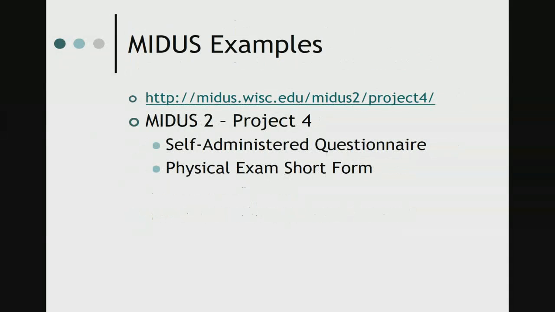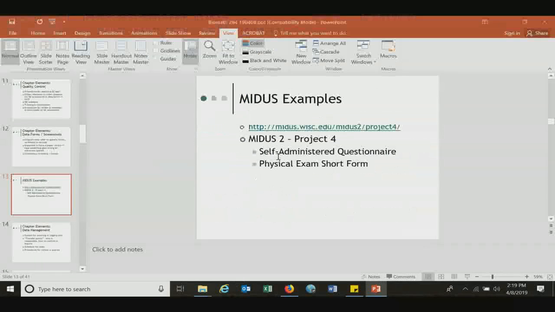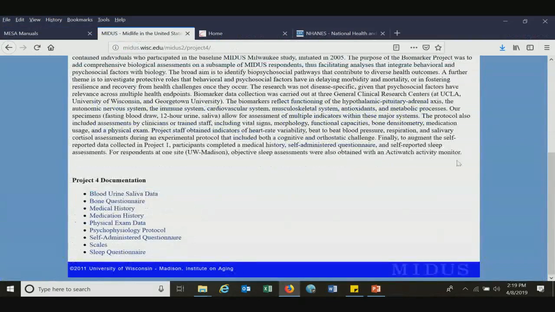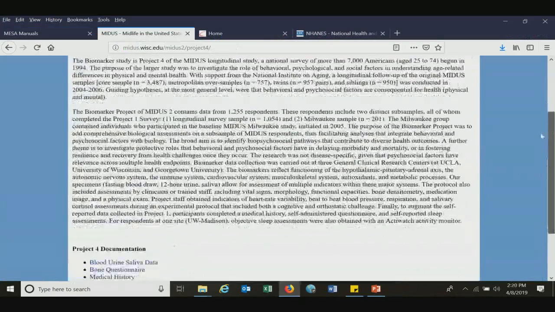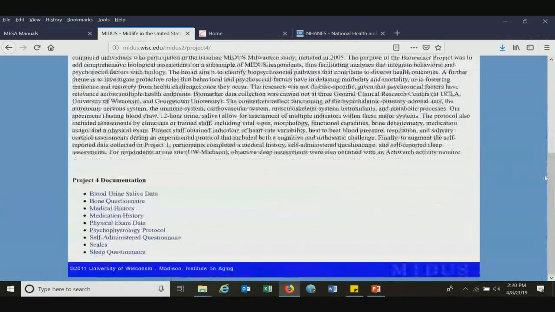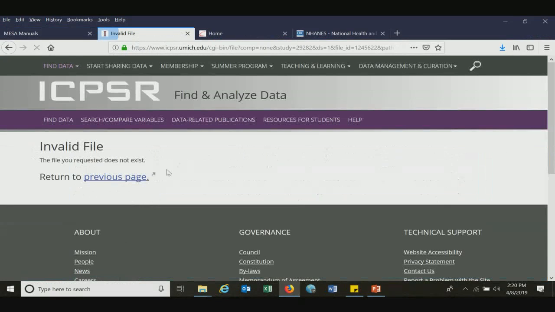So I'm going to just briefly show you the Midas forms here, but you can spend some more time looking at it. Midas is Midlife in the U.S., and they have some sub-studies, and one of the sub-studies is one that Sharon and I work on a lot, where they're doing a lot of biomarker collection. And so I think what I had thought we should look at was the self-administered questionnaire.